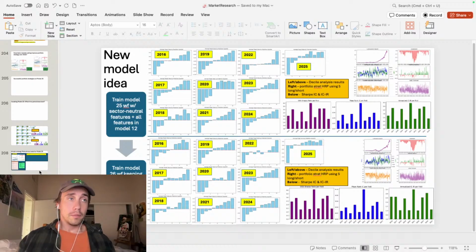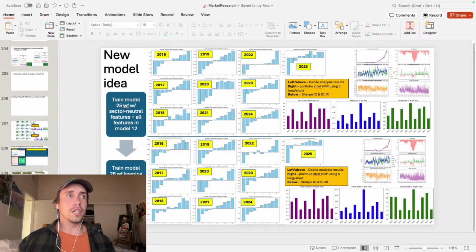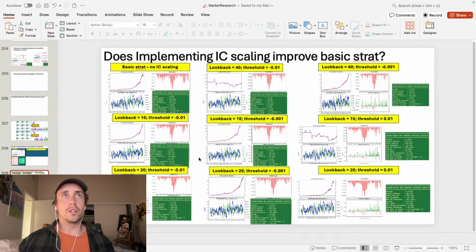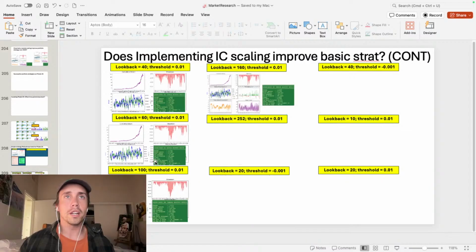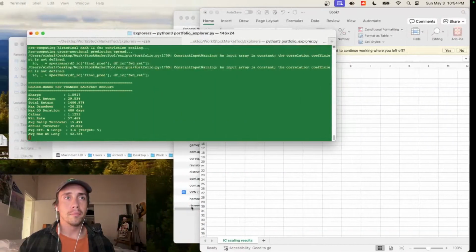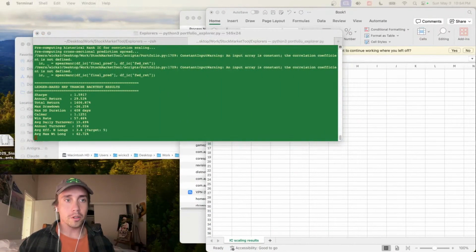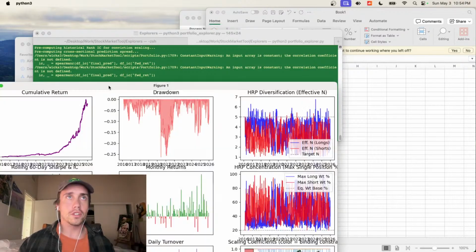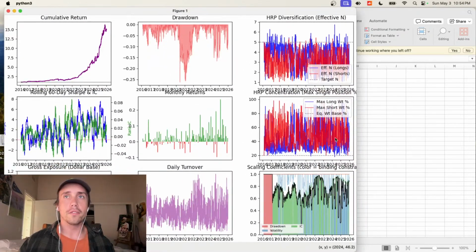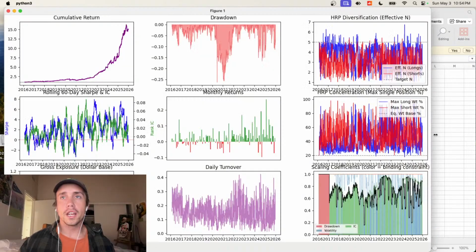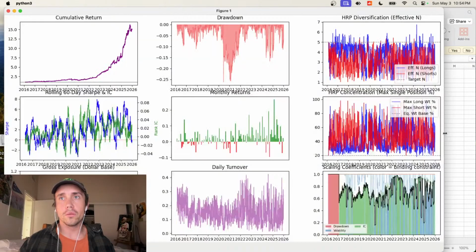And now earlier today, I was looking at, I have this basic strategy that works well. Now, if I just try to implement some information coefficient scaling, am I able to improve the results at all? And it's been kind of shaky. So here's the most recent plot. This is a 252-day look back for information coefficient and a scaling value of 0.01.